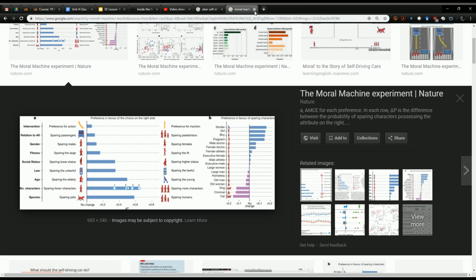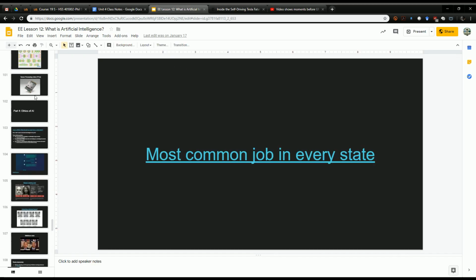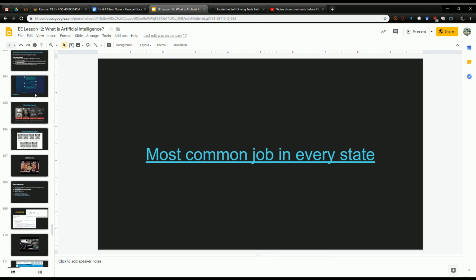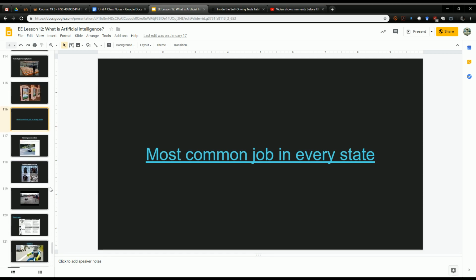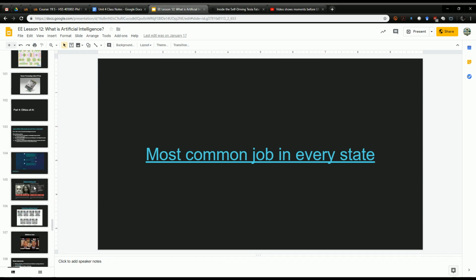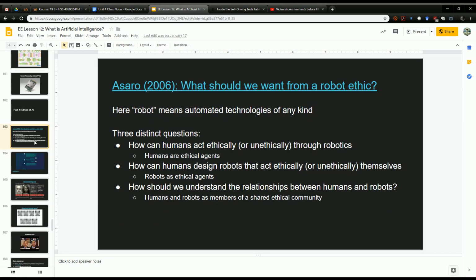Okay, so that's all I'm going to say about self-driving cars. One other thing I'm just going to talk about briefly, and then I want to spend the rest of the time talking about military robots. But before I do that, I want to say just a little bit about algorithmic bias.